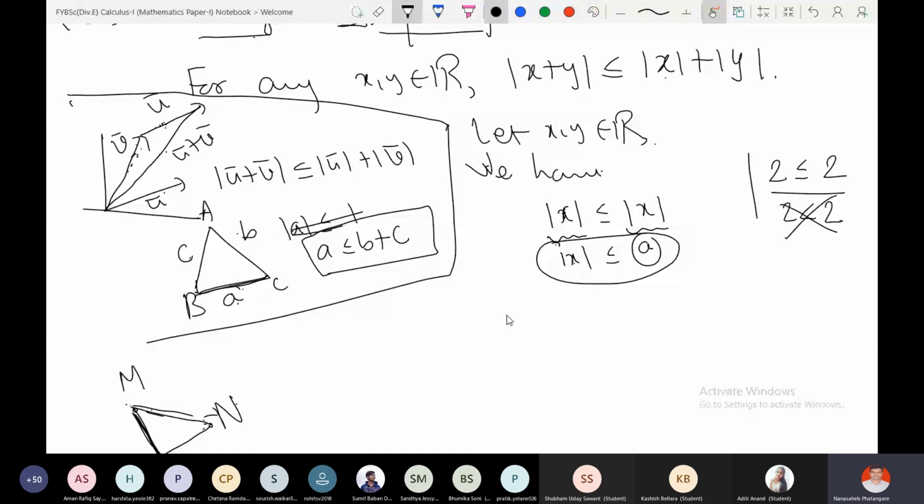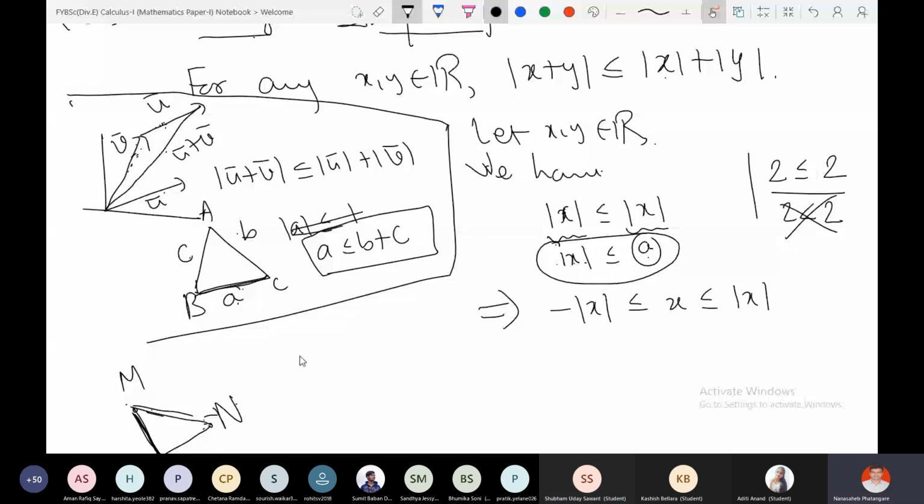I am not violating any law or rule of mathematics. I have to obey all the rules, and whatever results I want to use must be true. Okay, so what should I write next? The absolute value of something is less than or equal to some non-negative number. Then what can I say? Minus of the absolute value of x is less than or equal to x, which is less than or equal to the absolute value of x. Right? This is correct now.